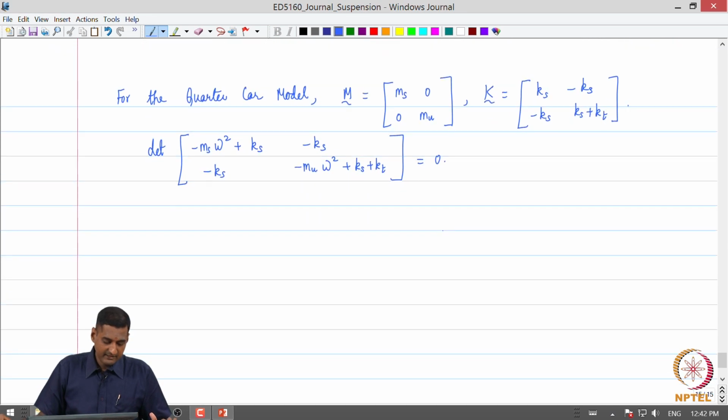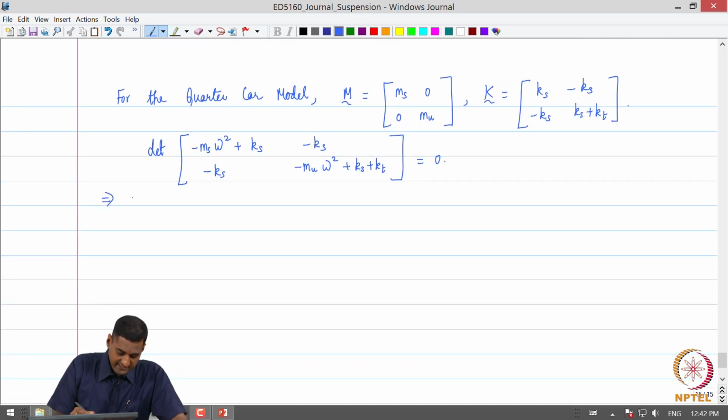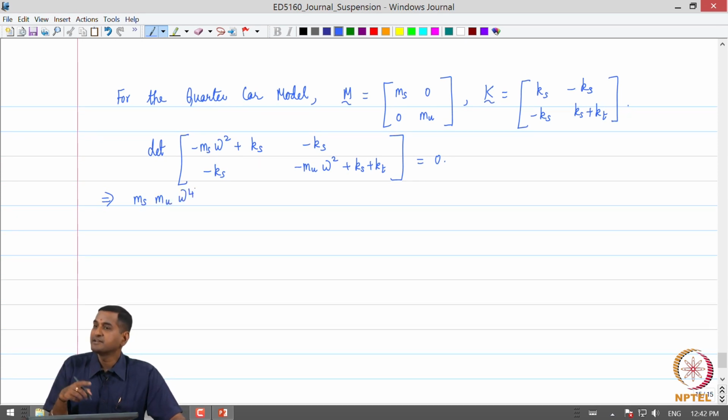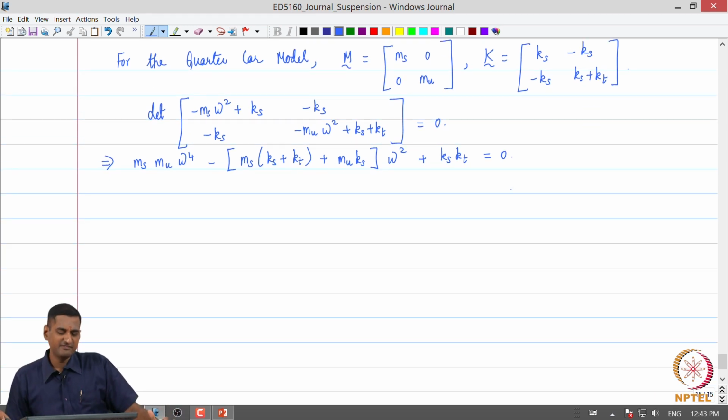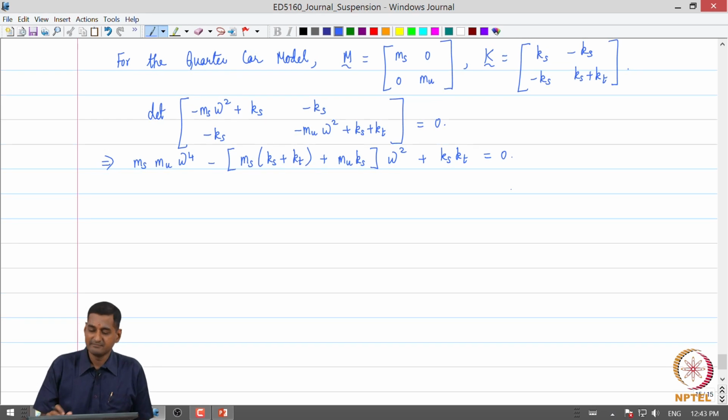Then if we simplify this, we will get ms mu omega power 4. I request you to fill in the intermediate steps. This is simple algebra. I am just writing down the final polynomial that we will obtain. Please double check this result. So, minus ms times (ks plus kt) plus mu ks, times omega squared, plus ks kt equals 0. If you simplify this, this is what you get. Pretty straightforward.